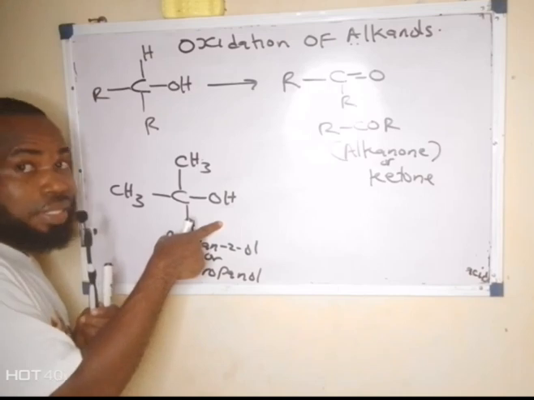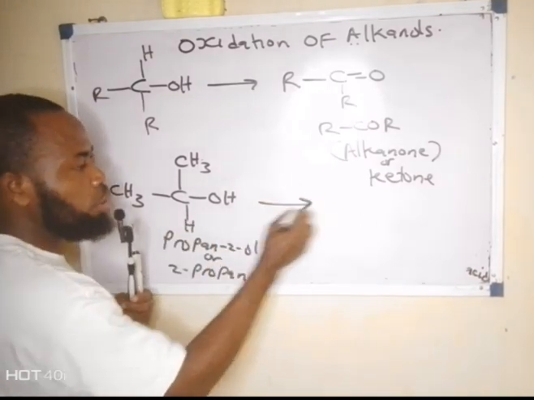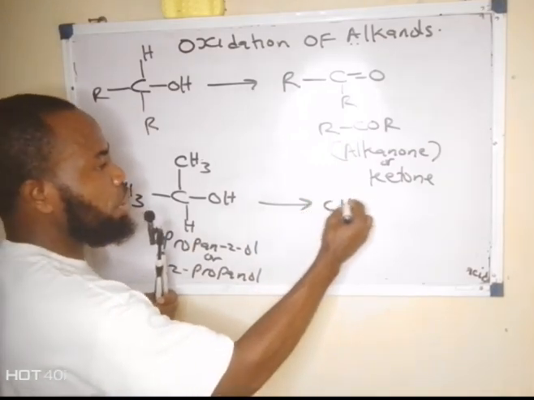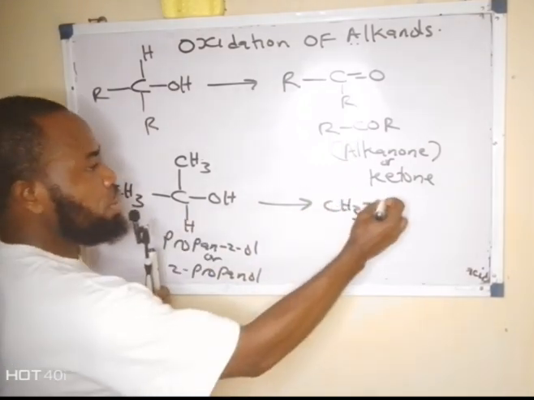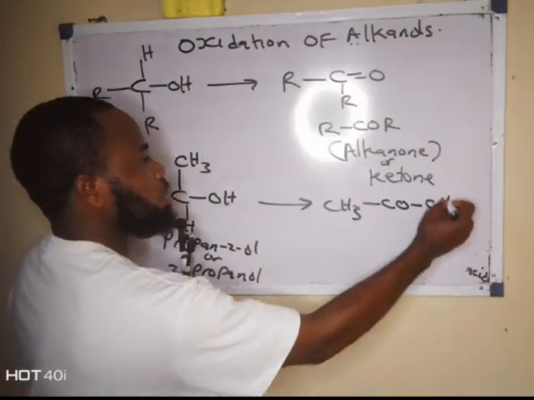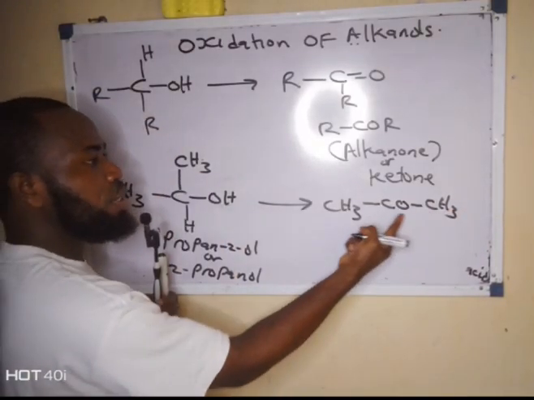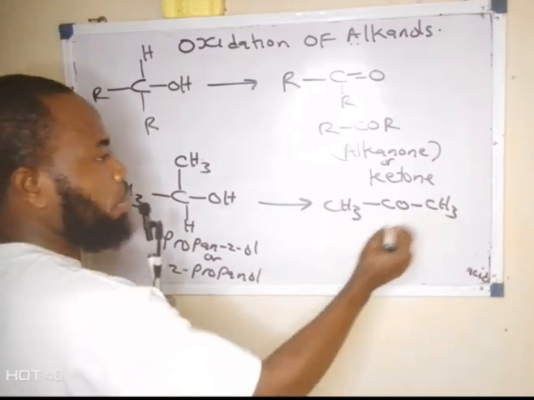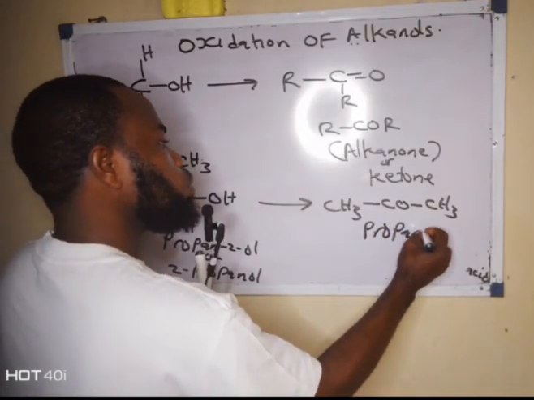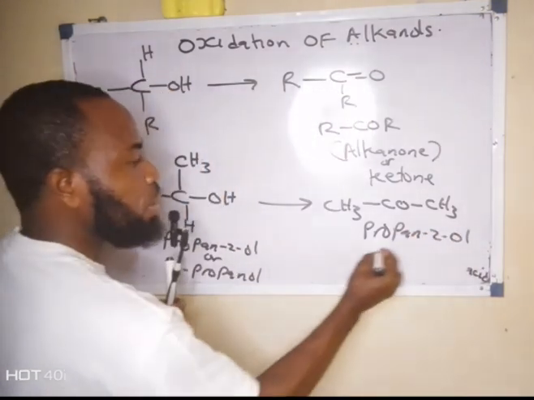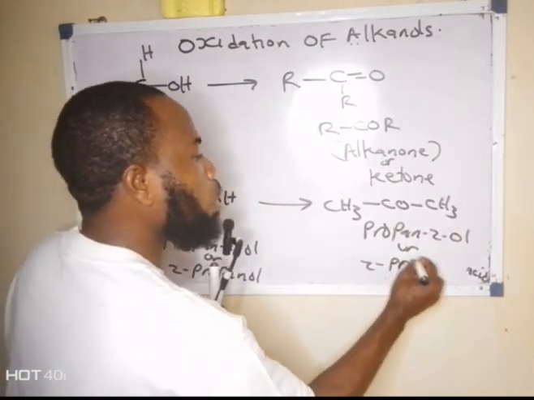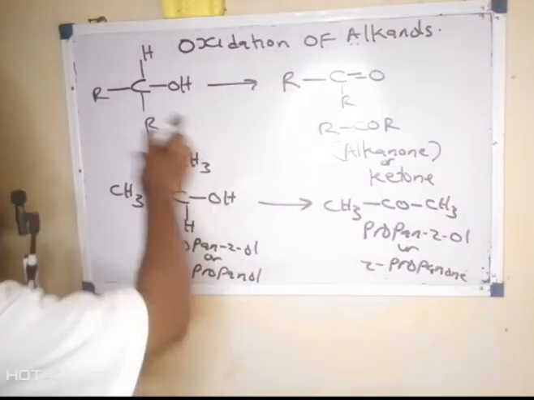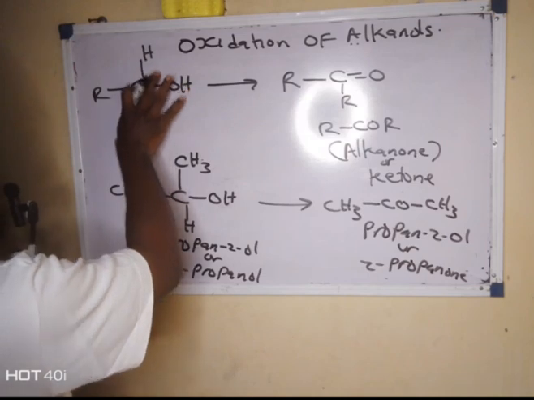So if I oxidize this, what will it give to me? Of course, removing the hydrogen from here and this other end, I will have CH3, then we now have CO, then we have CH3. You can see this is a ketone. So what's the name of this compound? This compound is propan-2-one, or I can say 2-propanone, as the case may be. So you can see this is the oxidation of secondary alkanols.